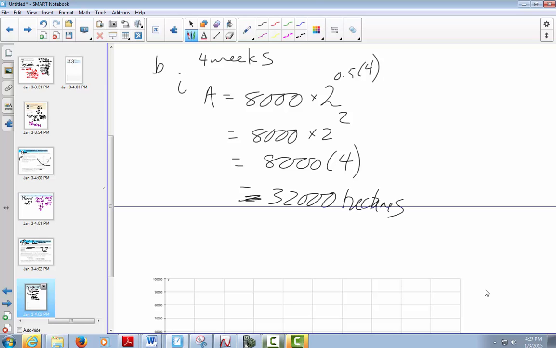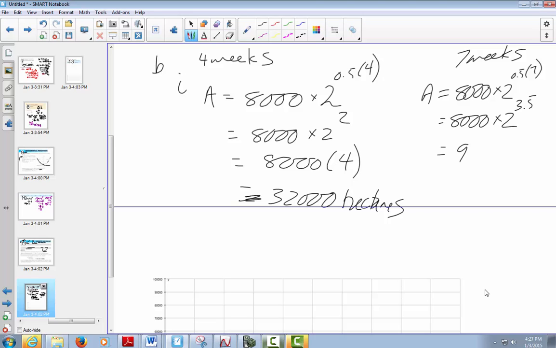Now, 7 weeks. A equals 8,000 times 2 to the power 0.5 times 7, which is 8,000 times 2 to the 3.5. You plug that in the calculator and get 90,500 hectares.